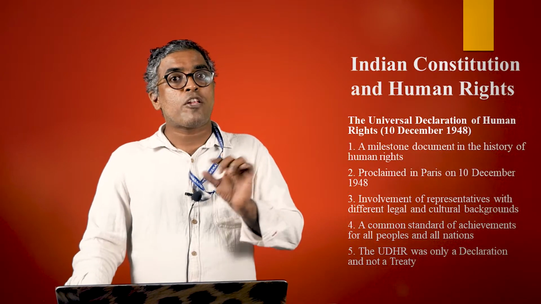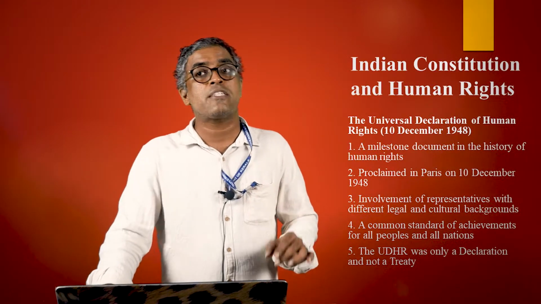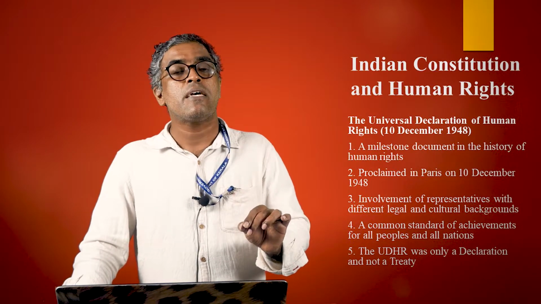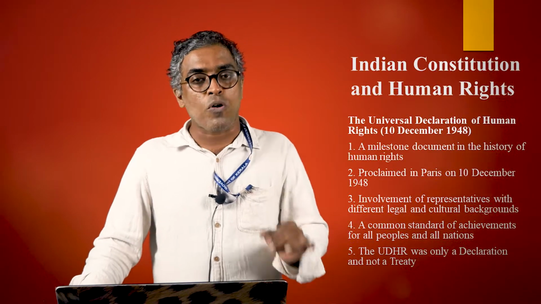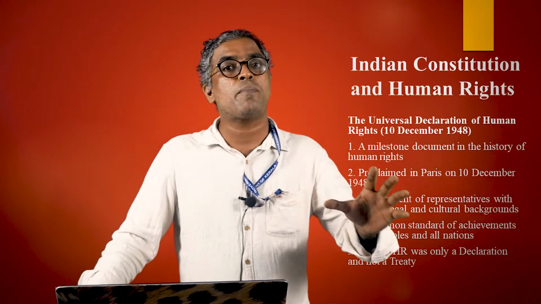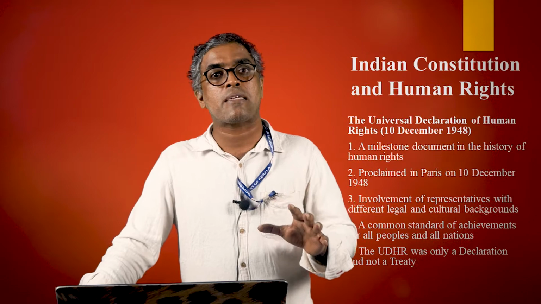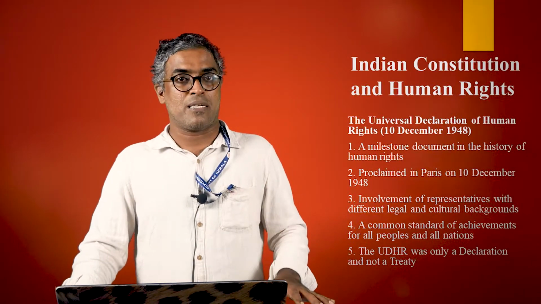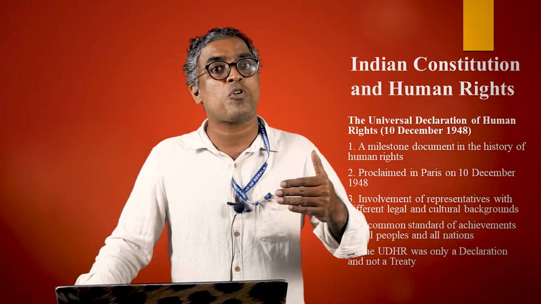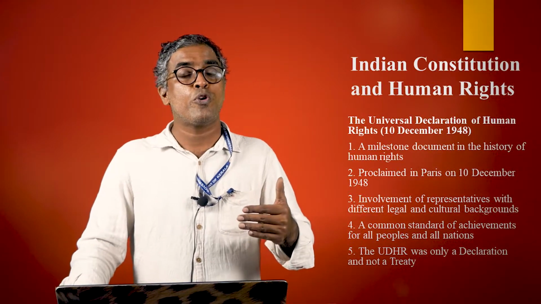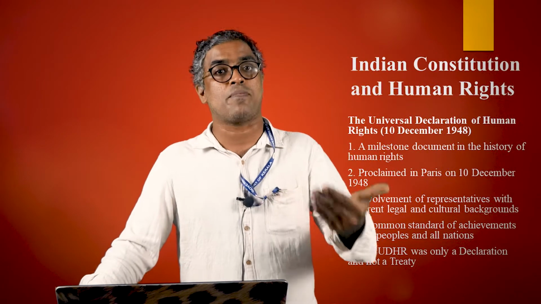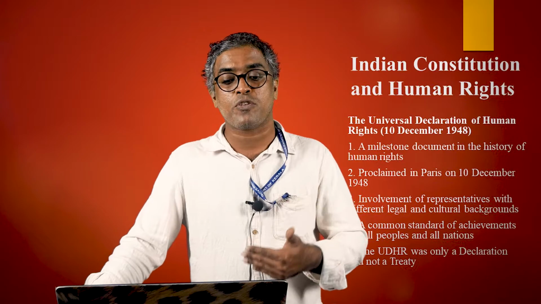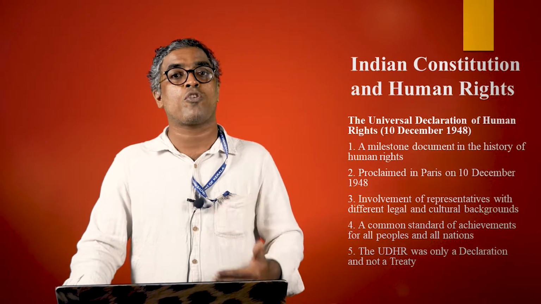But there is one con of the Universal Declaration of Human Rights. It was only a declaration. It was not a treaty. That's why the concerned members of the United Nations have their own responsibility to enforce it. They have their own moral responsibility to enforce it, because the United Nations cannot force them. That's the con or the drawback of this historical document.